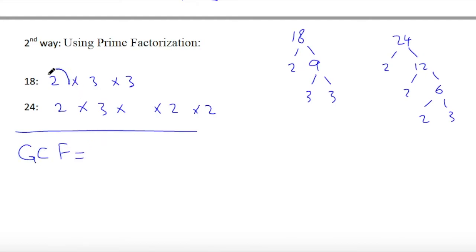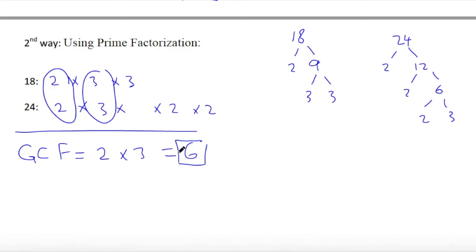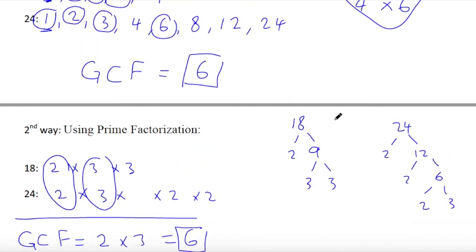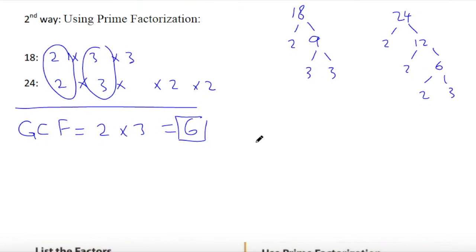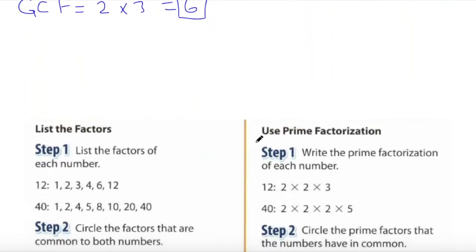You will take one from each complete column, so you will take here 2 times 3, which is 6. You will not take from here or from here or from here. Okay, so GCF here is 6, and we calculated before it was what? 6. So we have two ways. First way, using the factors, you will write all factors of the numbers and take the greatest one, and second way, using prime factorization.